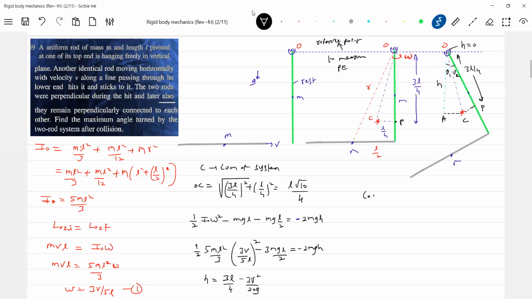I can bring the cos theta. Cos theta 1 equal to H by OC. What is OC? Already we have done. What is H? We have calculated from here. I'll get this one. What is cos theta 2? Cos theta 2 will be, so our total angle will be theta 1 plus theta 2, the maximum angle turned by the two rod system.